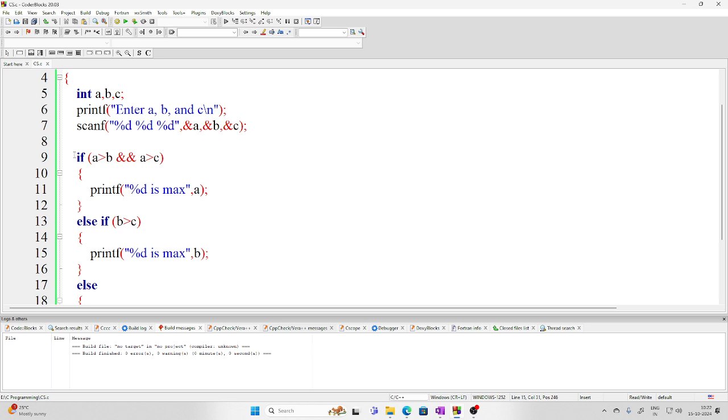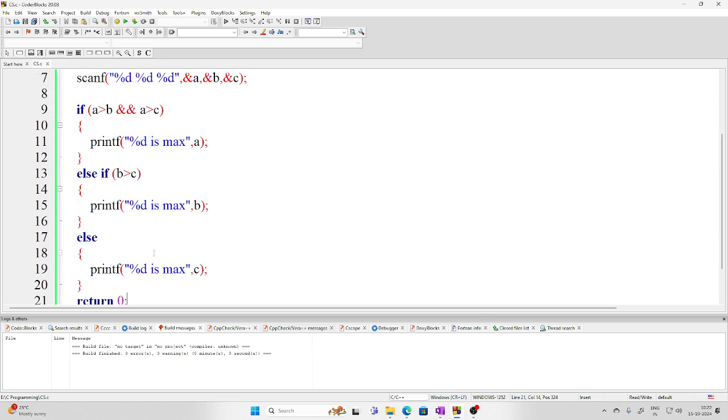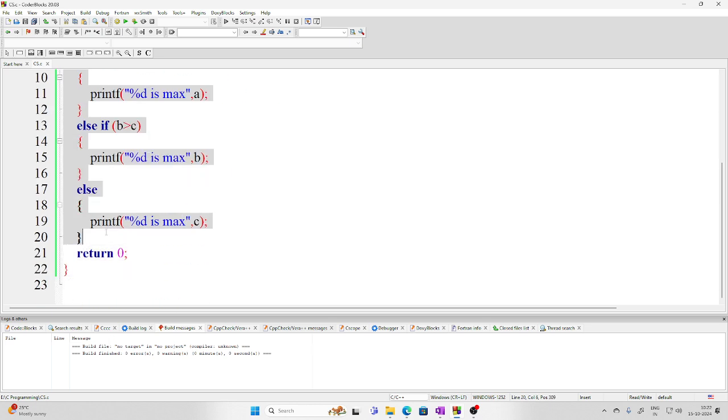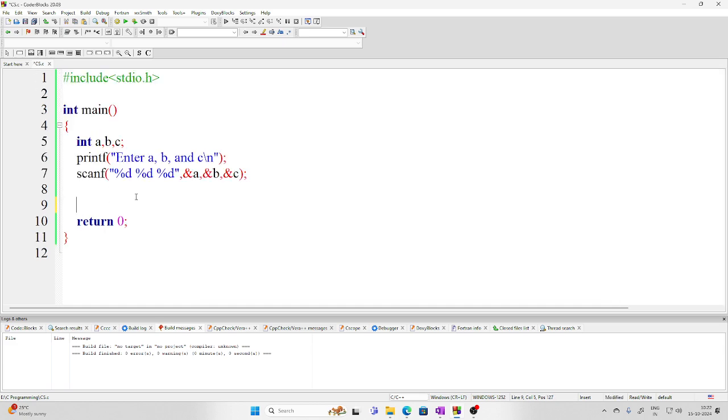Three numbers, that is okay. Now let me remove this. Okay. So what we'll be doing first, we will be evaluating the discriminant.